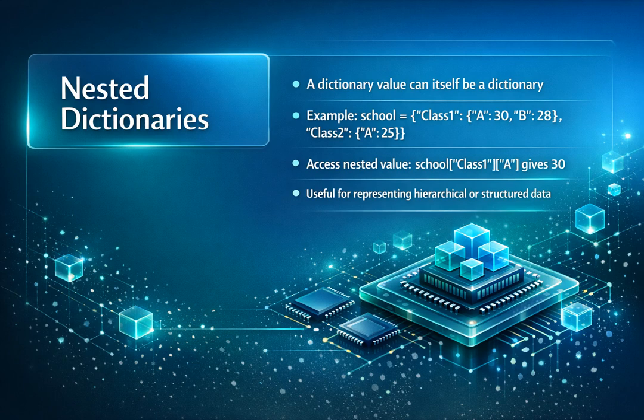A nested dictionary has dictionaries as values. For example, a school dictionary might have class names as keys and each class's section details as nested dictionaries. To access a nested value, chain two square bracket accesses. School at Class 1 at A gives the number of students in Class 1 Section A.